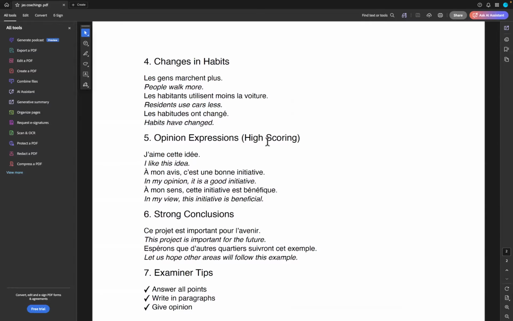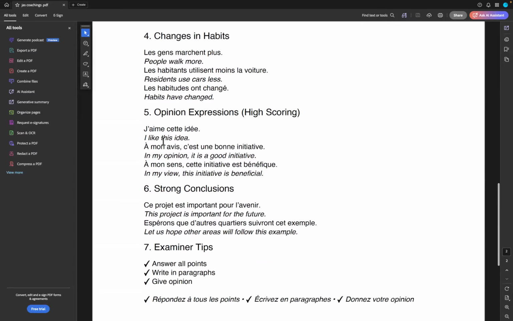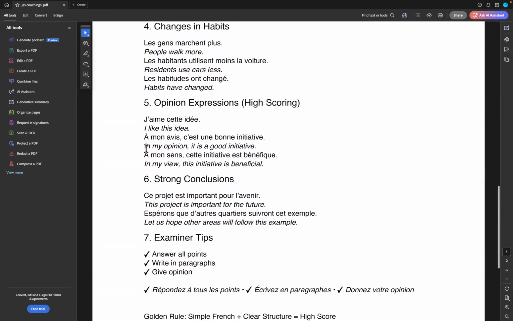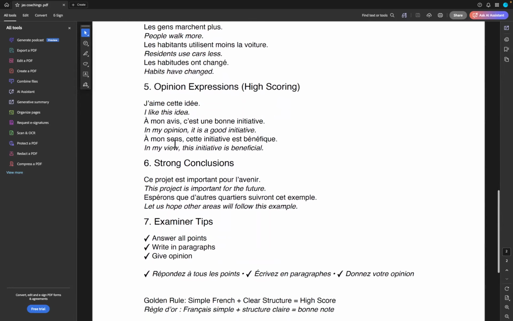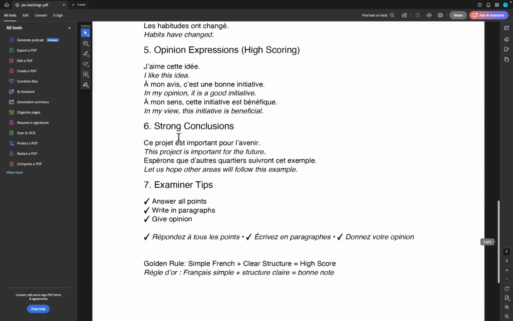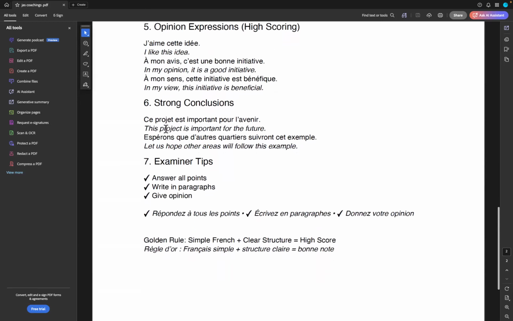Now what are your opinions for a high score? You can say, j'aime cette idée, I like this idea. À mon avis, in my opinion, c'est une bonne initiative. It is a good initiative. À mon sens, cette initiative est bénéfique. In my view, in my sense, this initiative is beneficial. Okay? A strong conclusion should be there like ce projet est important pour l'avenir. This project is important for the future.